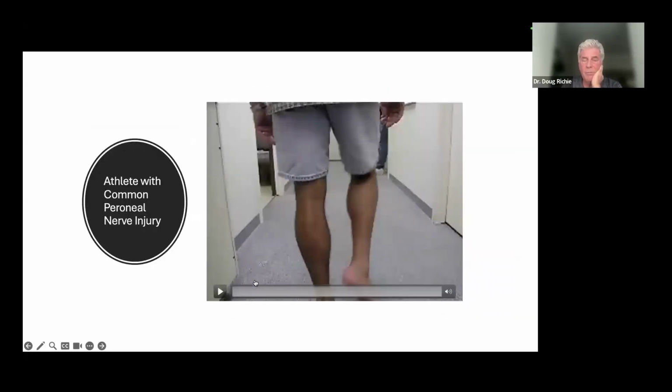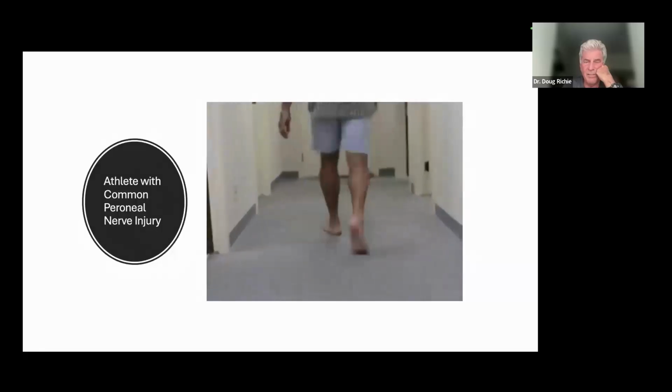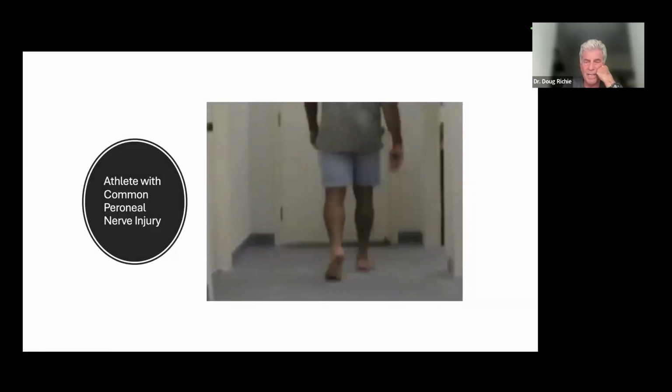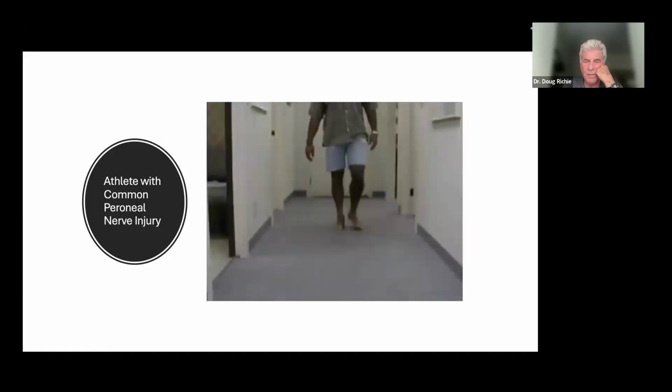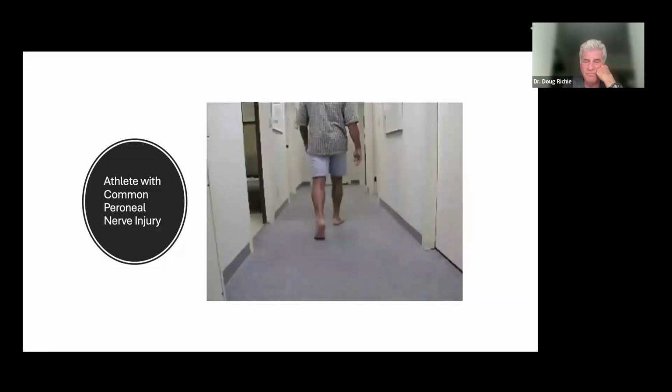This is a patient with a common peroneal nerve injury from abnormal posturing during sleep. He injured his common peroneal nerve by habitually sleeping on his right side. And he's otherwise healthy and active. He plays tennis 3 times a week, but he can't because he's developed this right-sided foot drop.